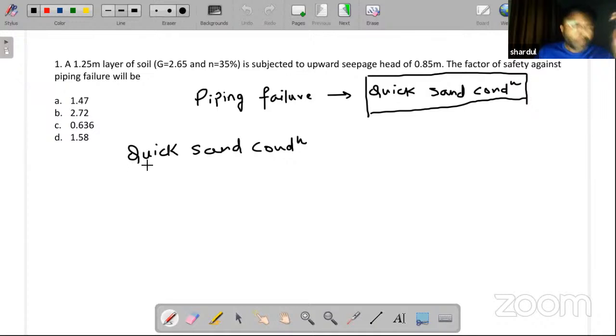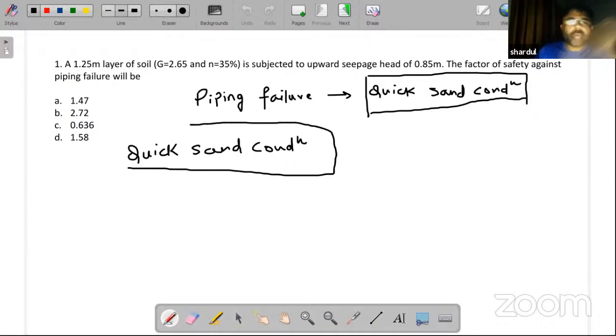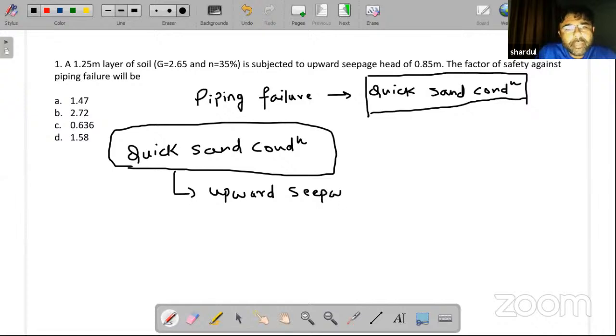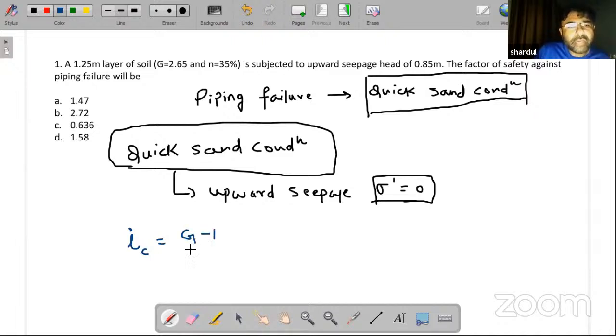What actually is the quicksand condition? Quicksand condition is a condition during the upward seepage, when the effective stress of the soil becomes equal to 0. And during the quicksand condition, the critical hydraulic gradient is calculated as G minus 1 upon 1 plus e. This is the formula to calculate it, that is (G minus 1) upon (1 plus e).